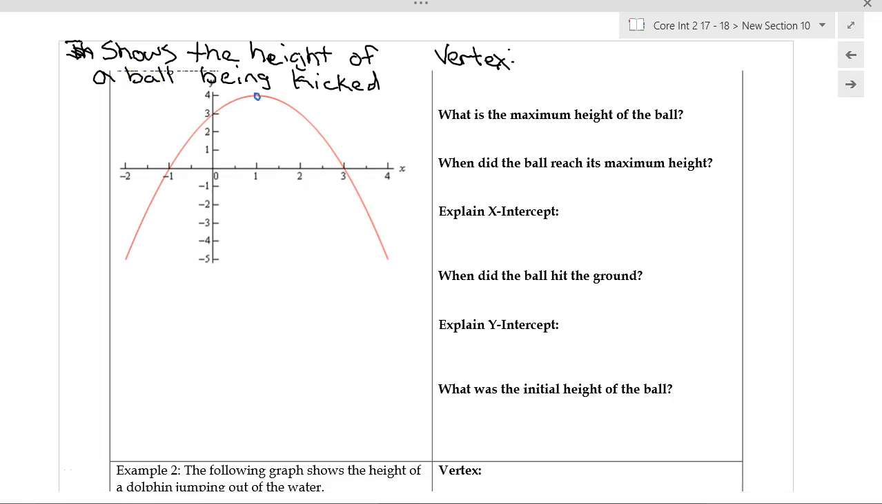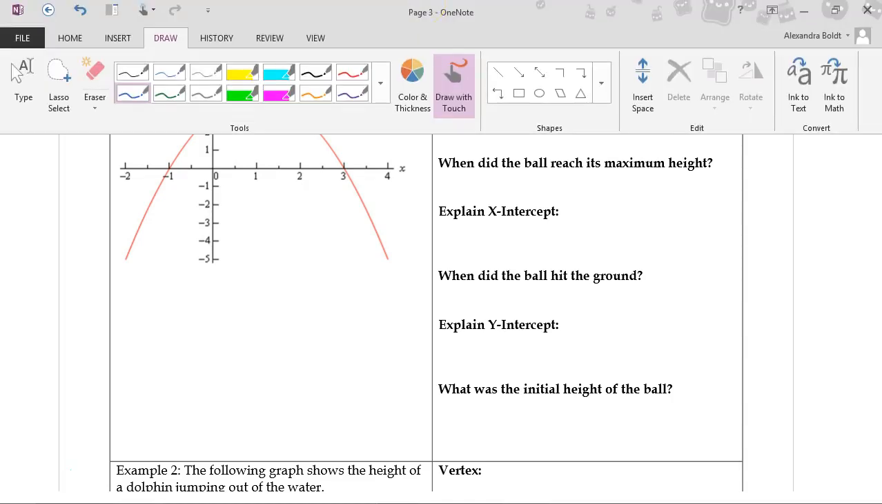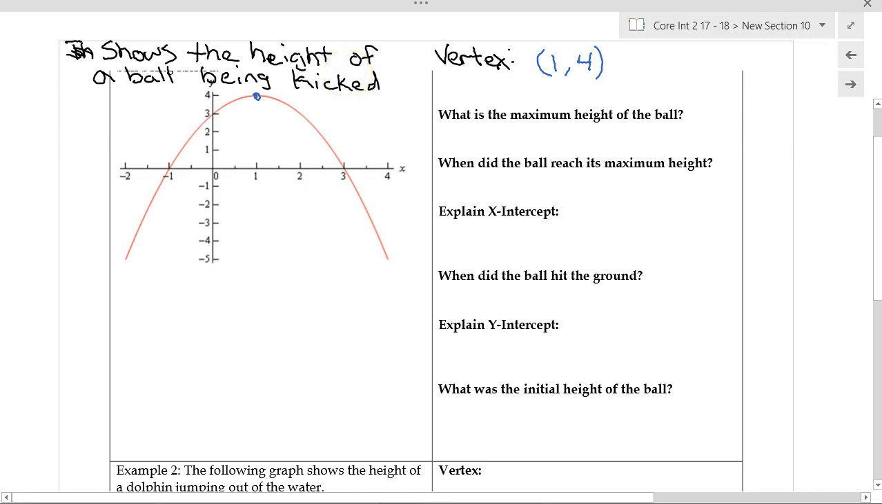So, our vertex is our highest point or lowest point. My vertex here is 1, 4. So the first thing it's asking us then is what is the maximum height of the ball? Well, remember, height is going to be your y value. This axis represents height. So the highest my ball ever gets is 4. I'm just going to make up that the unit is feet. That ball is 4 feet in the air.